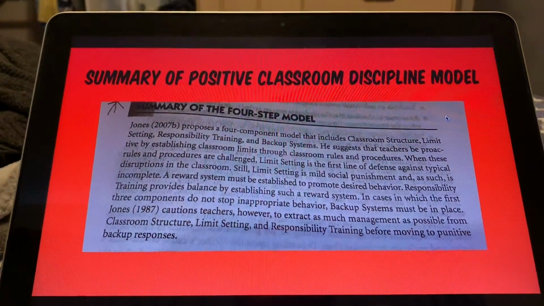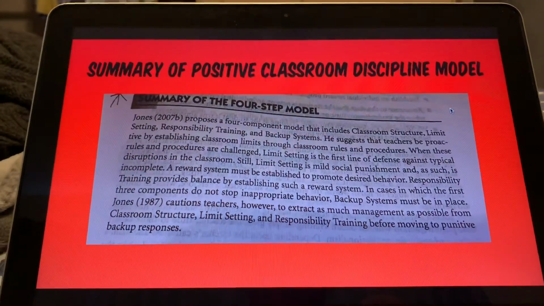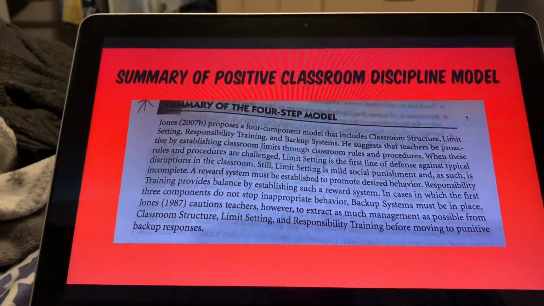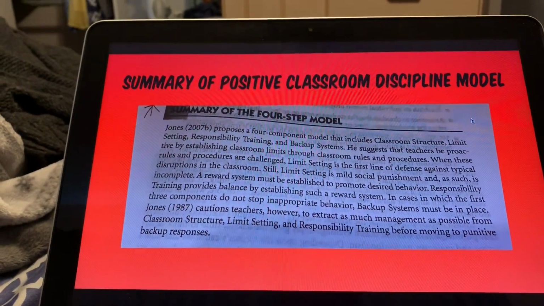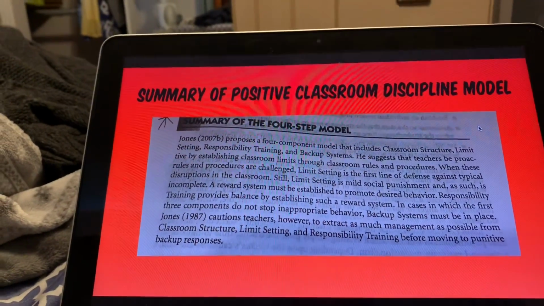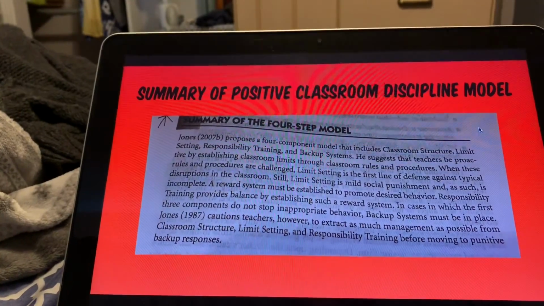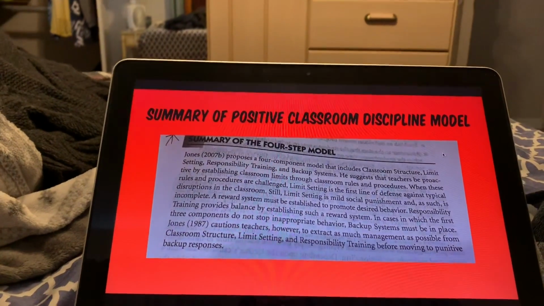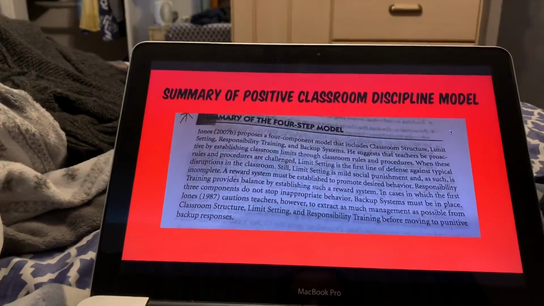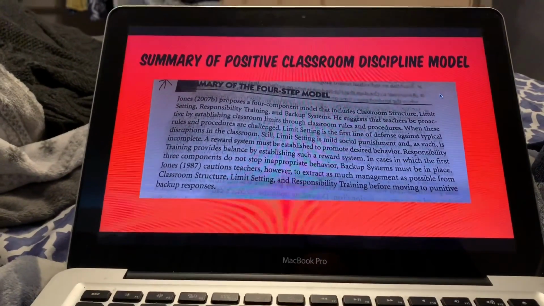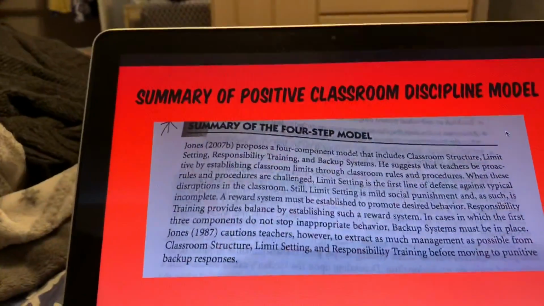And so just a summary of the 4th step, it is on page 73. So Jones proposes a 4-component model that includes classroom structure, limit setting, responsibility training, and backup systems. So teachers need to be proactive by setting limits through rules and procedures. And when they're challenged, you use limit setting as a first line of defense. And you put in place a reward system to be proactive, which is responsibility training. And in case all of those don't work, you have backup systems already in place. So you're not flying by the seat of your pants. You already have all of this prepared.